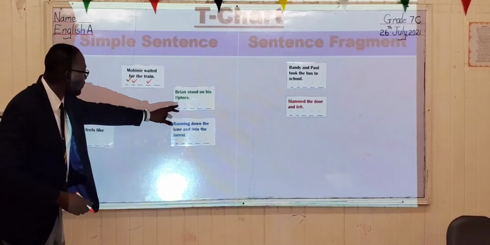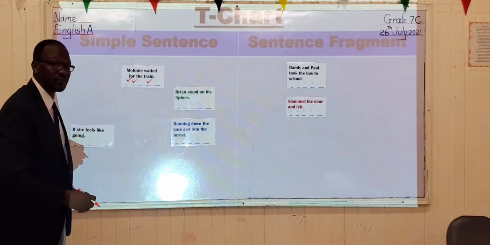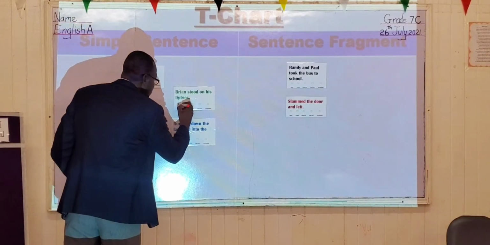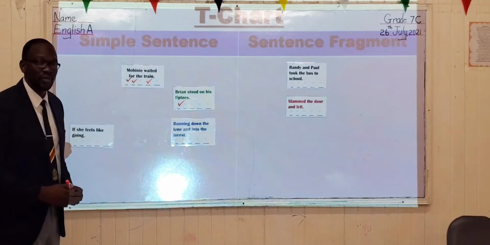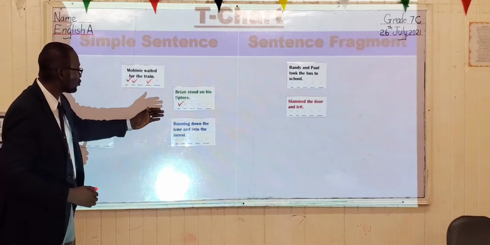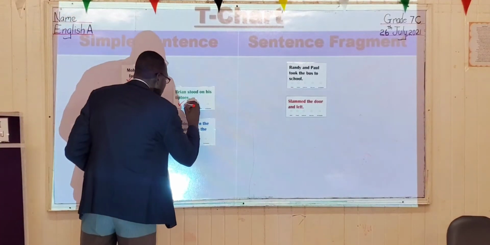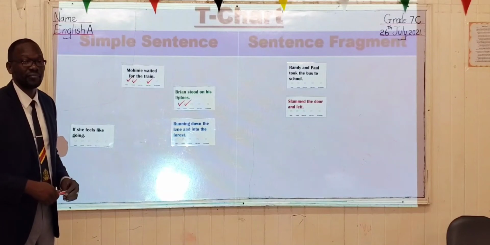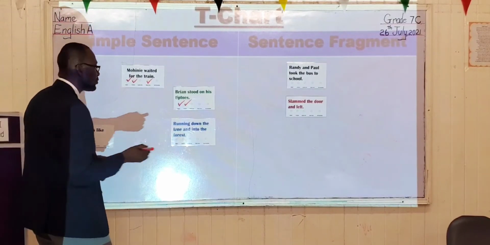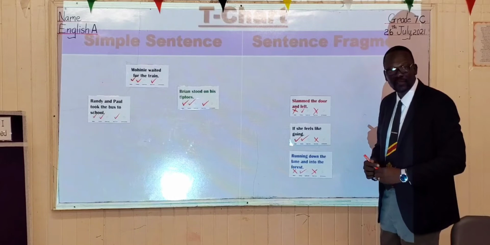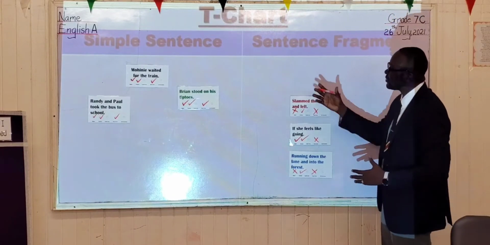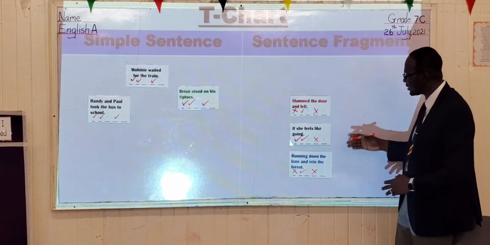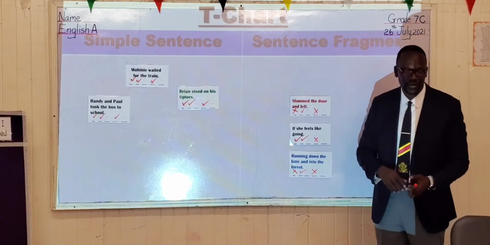Let's look at this one. Brian stood on his tiptoes. Is there a subject? Yes, Brian. Is there a predicate? Yes, stood on his tiptoes. Does it make sense? Yes. Brian stood on his tiptoes does. Yes. And so as we wrap this up, we see that we have 3 simple sentences and 3 sentence fragments. Class, good work on that.